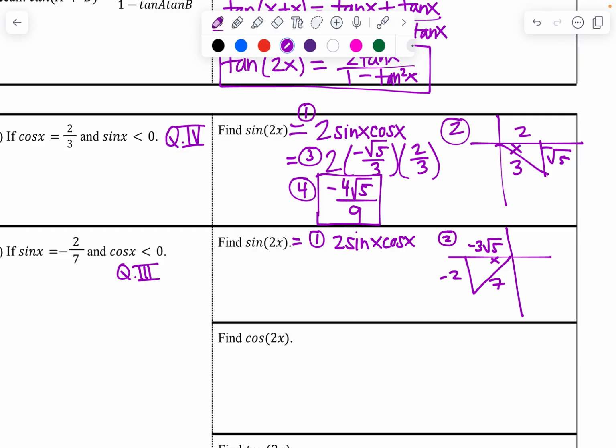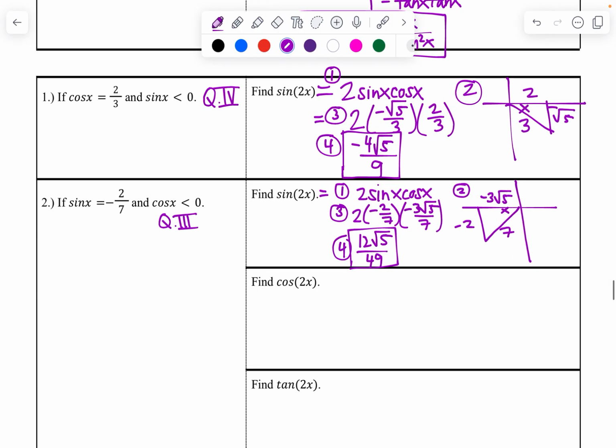So that's step 2, drawing our diagram. Now step 3, we'll plug in the values. So 2 times the sine of x, which is negative 2/7, times the cosine of x, which would be negative 3 times the square root of 5 over 7. So if we multiply that all together, the two negatives will cancel. 2 times 2, 4 times 3, 12 times the square root of 5. And in the bottom, 7 times 7 gives us 49. So it would be 12 times the square root of 5 over 49.